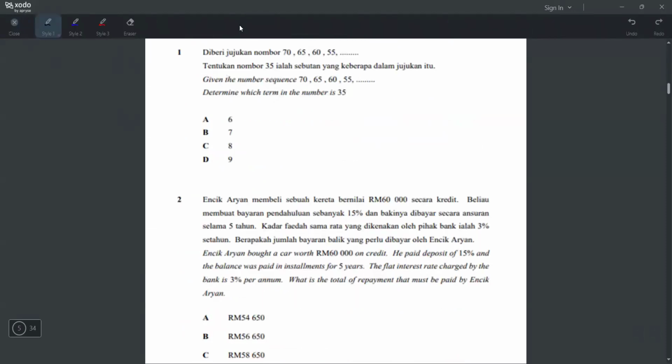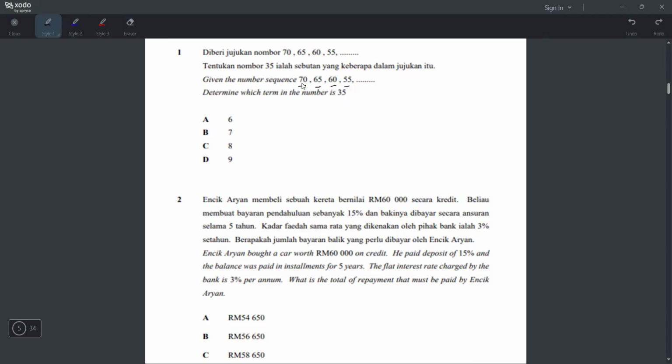Okay, this is question number 1. So let's read the question. Given the number sequence 70, 65, 60, 55, dot, dot, dot, determine which term in the number sequence is 35. All right. They are asking you which term gives you 35.